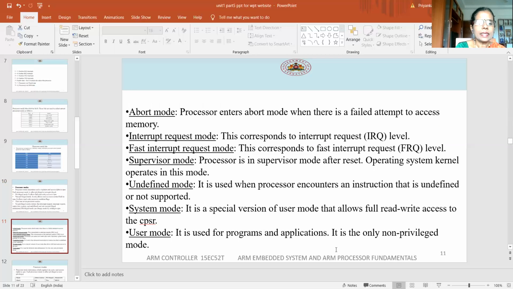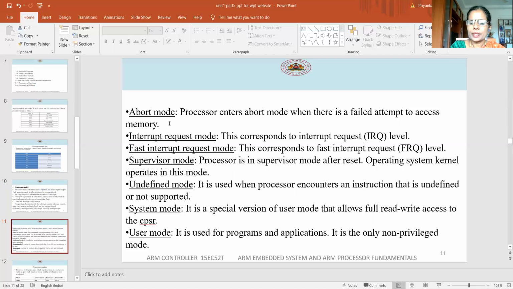So what does each mode indicate? First I am taking abort mode. The processor enters the abort mode when there is a failed attempt to access the memory. So whenever you are going to access a wrong memory, suppose you are reserving a memory from 20002 to 20020.